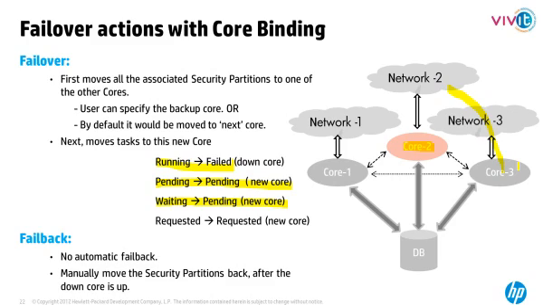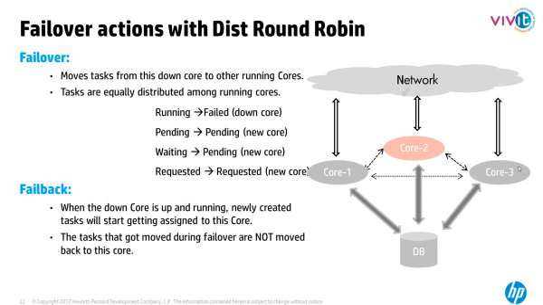Let's see how this looks with the Roundrobin. With Roundrobin, you move the tasks from the down core to the other running cores. In this case, it would be core 1 and core 3, because all 3 cores are accessible to the network and we don't have the partition limitation here. So let's say core 2 was running 100 tasks, in running, pending, or waiting. The remaining cores will divide those: core 1 will get 50, core 3 will get 50. So they divide the load.